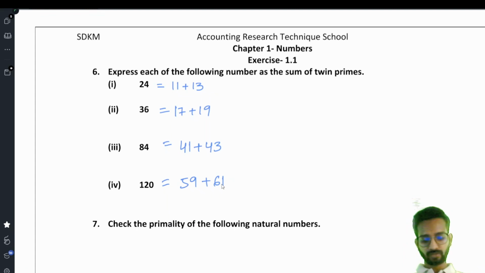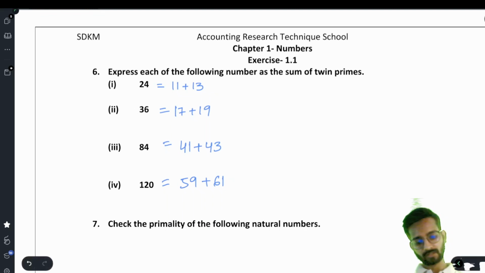Sir, what will we do if we don't remember how to find it? See, there is a very simple trick to find the answer. Whatever number you are given in the question, suppose we are given 36, and we have to find the sum of twin primes, try to get half of this number. Half of 36, that is 18. Then the answer will become 17 and 19.